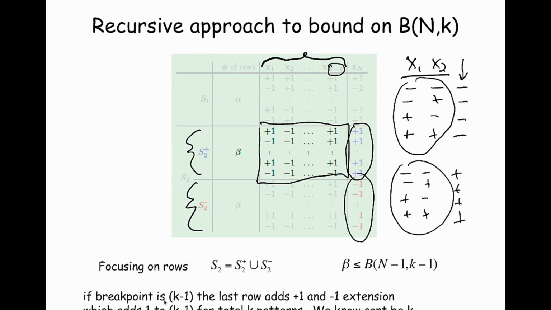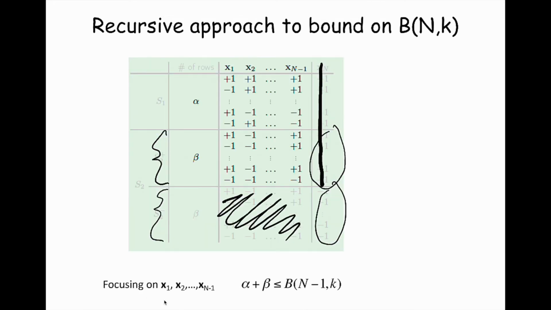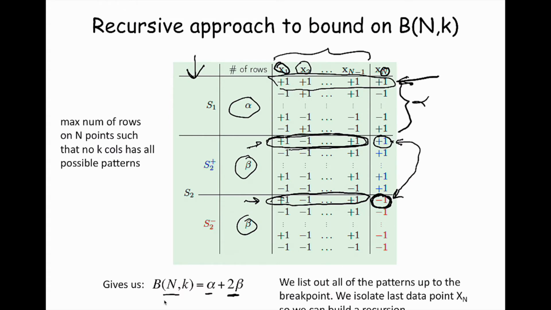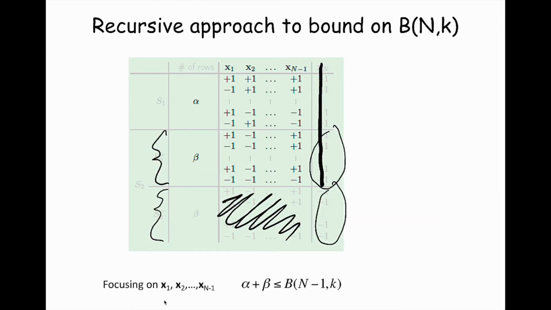And so the reason this has to be k minus 1 is because if it were k, you would violate the original statement of B(n,k) is equal to alpha plus 2 beta. So it has to be 1 less, has to be k minus 1. Okay, does that make sense?